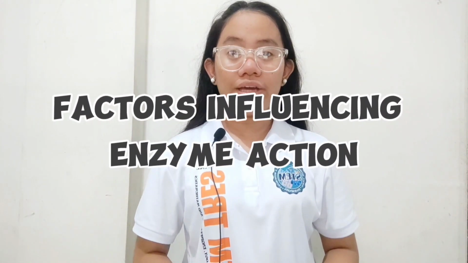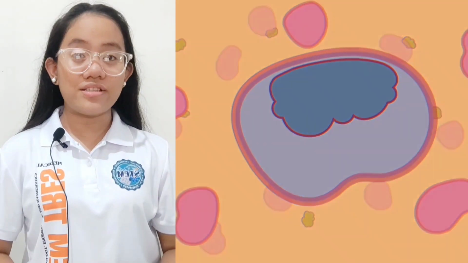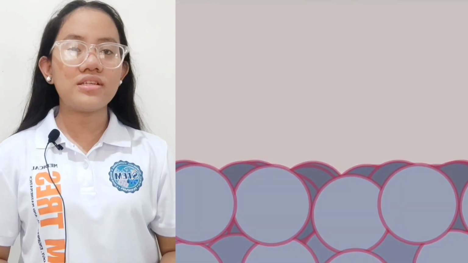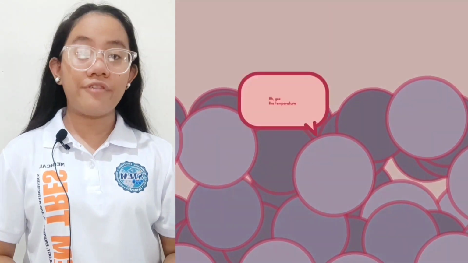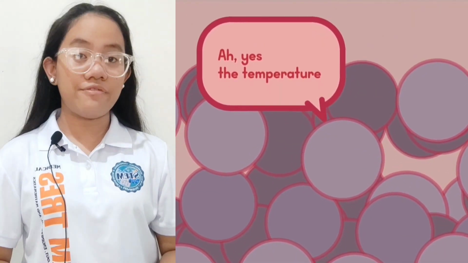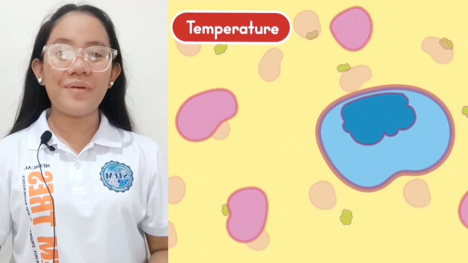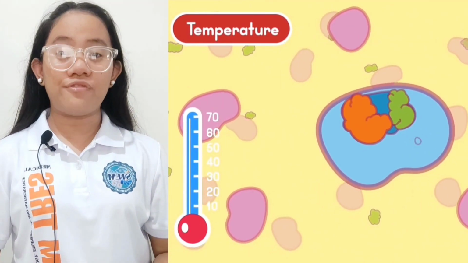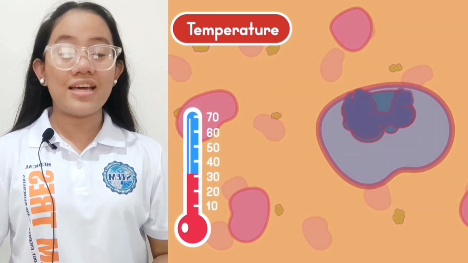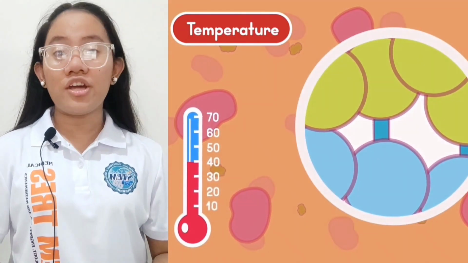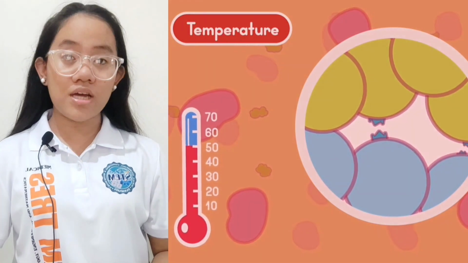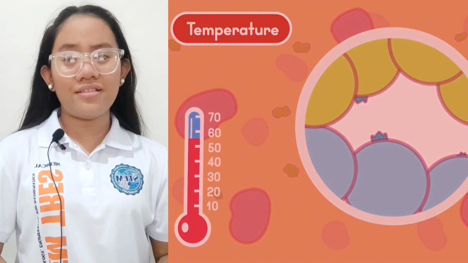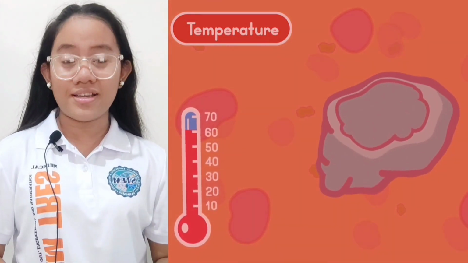Factors influencing enzyme action. Active sites are very sensitive. They sense even the slightest change in the environment and respond accordingly. Some of the factors that affect the active site and consequently enzyme function include: number 1, temperature. The suitable temperature for enzymes to function properly is 37 degrees Celsius. Increasing or decreasing the temperature from 37 degrees Celsius affects chemical bonds in the active site, making them less suited to bind substrates. Higher temperatures denature enzymes.